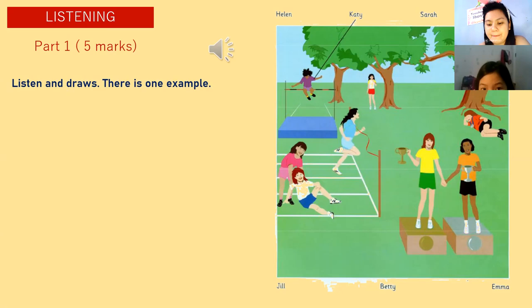Oh no! Someone in the race has fallen over. Oh yes, it's Emma. Is she okay? Yes, look, she's smiling. She's fine. Someone is helping the girl who's fallen over. I think it's Betty. Yes, it is. She always helps people if she can. That is the end of part one.